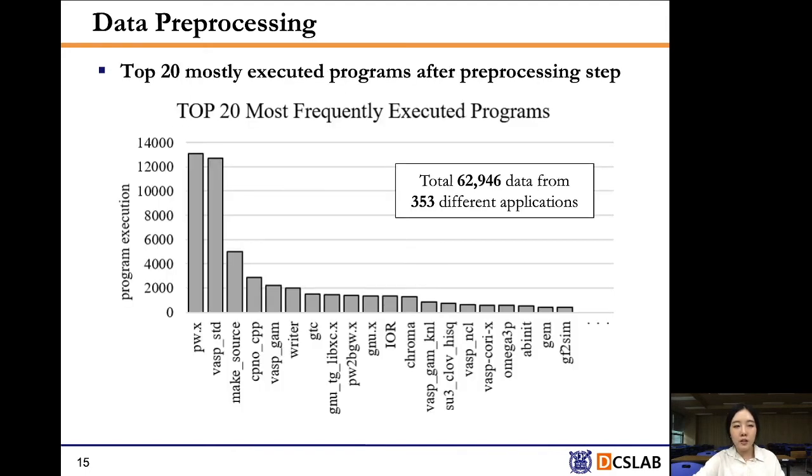After these data preprocessing steps, this figure shows the top 20 mostly executed programs. So we use a total of 62,946 entries run from 353 different applications left after the preprocessing step.